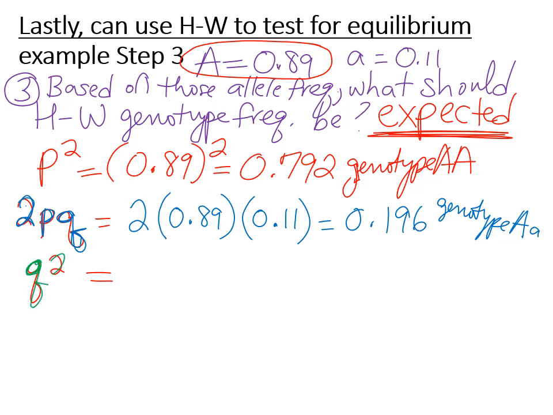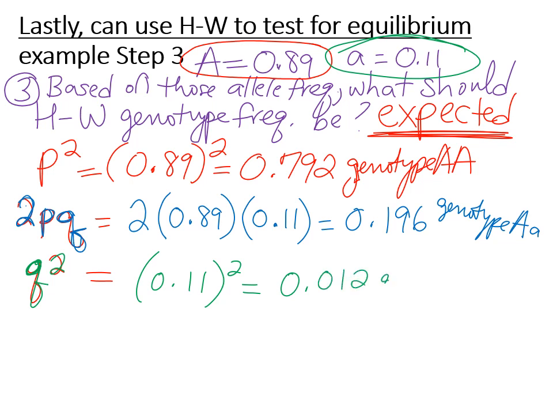Okay? And then our last one to calculate is q squared. Q squared, which is just our second allele. So 0.11 squared, okay, which should give you 0.012. Genotype, double lowercase a.